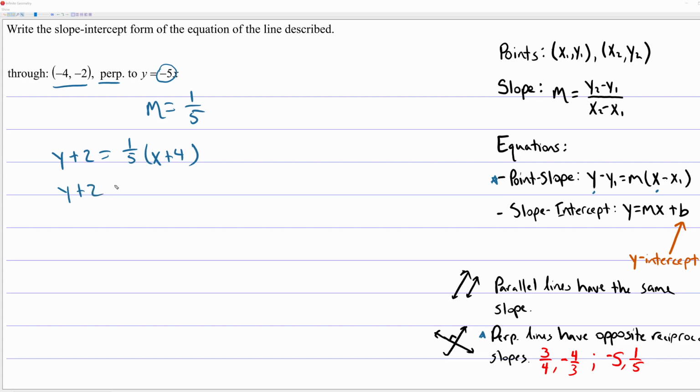Use the distributive property. 1/5 times 4 is 4/5. Now for the algebra, we're going to subtract 2 from both sides. So we have y equals 1/5 x, plus 4/5 minus 2, that's 4/5 minus 10/5. I think that's negative 6 over 5 if I did the math right. So here's the equation in slope-intercept form, and we're done. Anyway, this was just a crash course in writing equations of lines. Hope it helped.